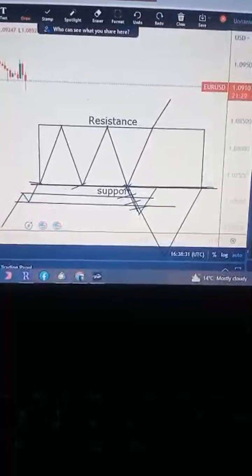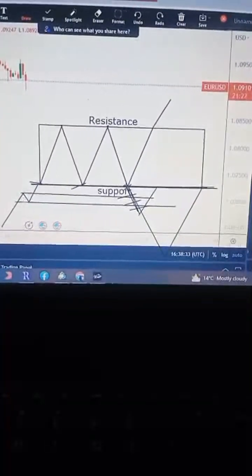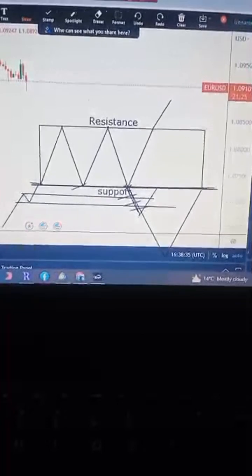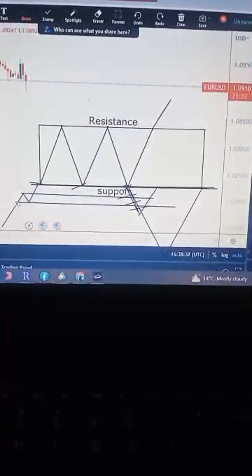So to keep yourself safe, whenever you come across a potential continuation pattern, always observe what you have on the left hand side. So let's say there's nothing such as a potential continuation pattern on the left hand side. The market is clear. This is what you can do.